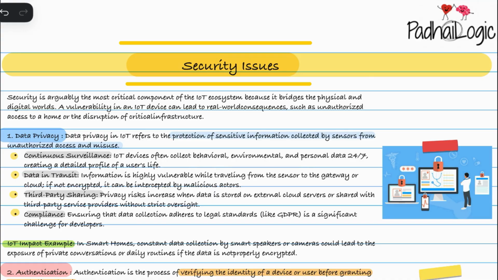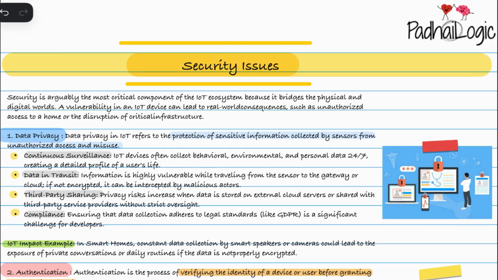So what the thing is, if the data traveling from a sensor to the gateway isn't encrypted, all right, if it is not protected, if it is not converted into some code to prevent people from hacking it, right? If it is not encrypted, malicious actors or hackers can intercept it. And what will happen if this sensitive data is stored insecurely on a third party cloud server, for example? Then your entire daily routine would be exposed. So these are the major threats that happen with IoT devices.